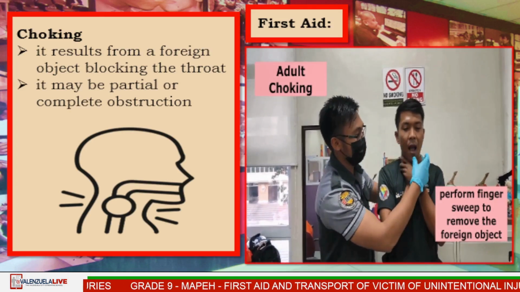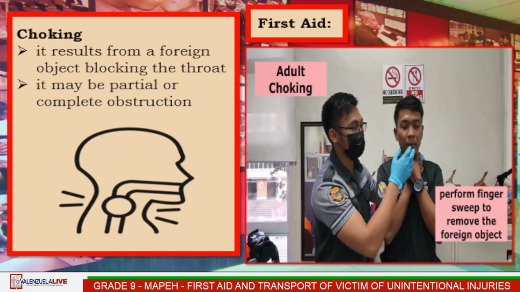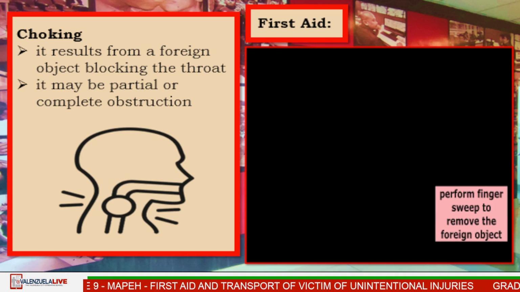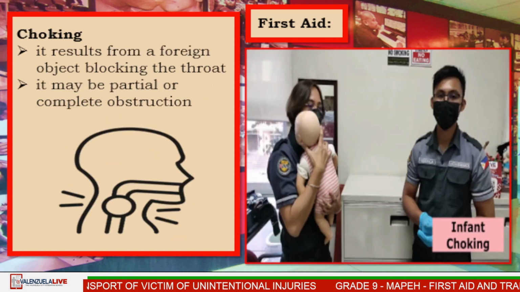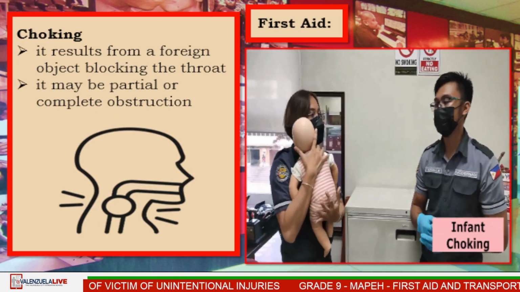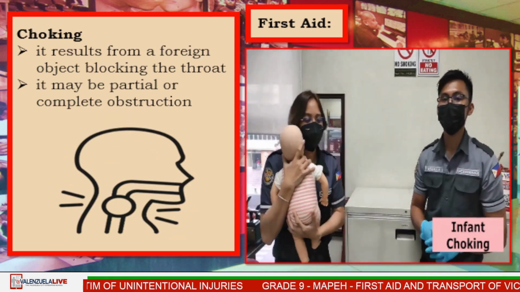Check his mouth. Do a finger sweep to remove the foreign object that caused the choking. If the obstruction still has not cleared, call an ambulance. Continue until help arrives. For infant choking, check the infant's responsiveness.